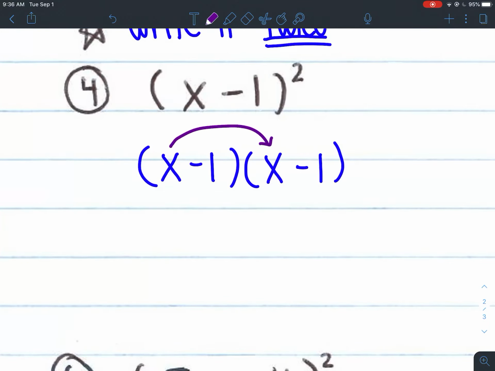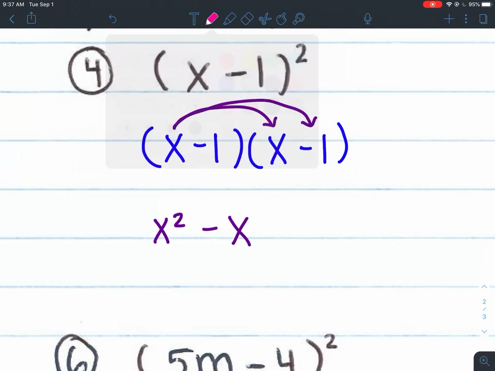So x times x, x squared. X times negative 1 is negative 1x, or just negative x. Okay? And then the next thing I'm going to do is the second term, which is -1, so -1 times x is going to be negative x. -1 times -1 is +1.